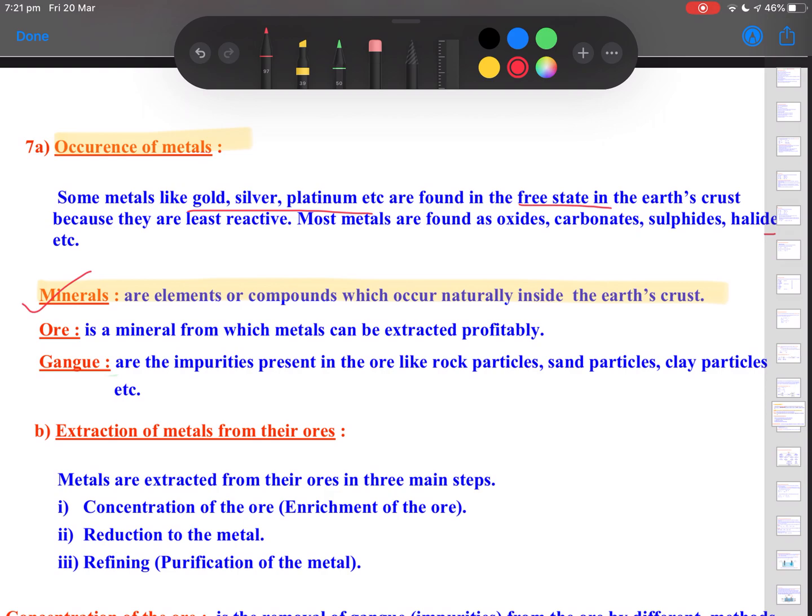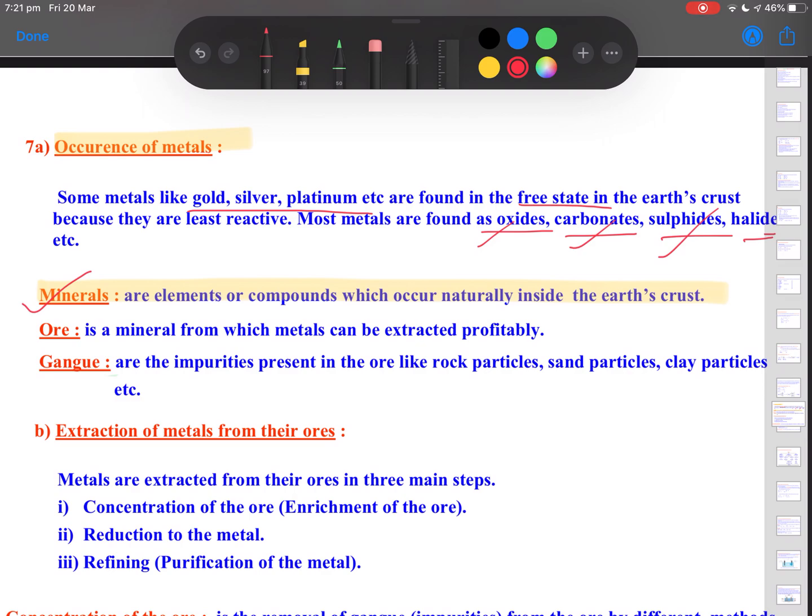Whereas other metals are always found in the combined form, like oxides, carbonates, sulfides or halides. So we need to select a particular method of extraction if they are present in the form of oxides. The method would differ if they are present in the form of carbonates or sulfides, which we'll be discussing shortly.